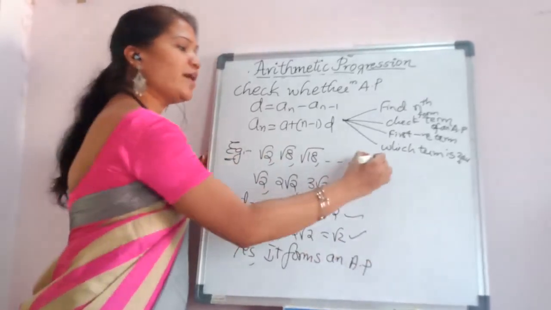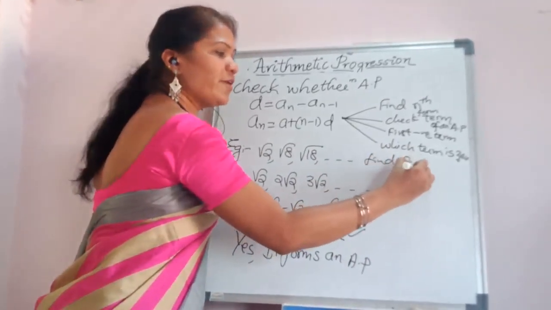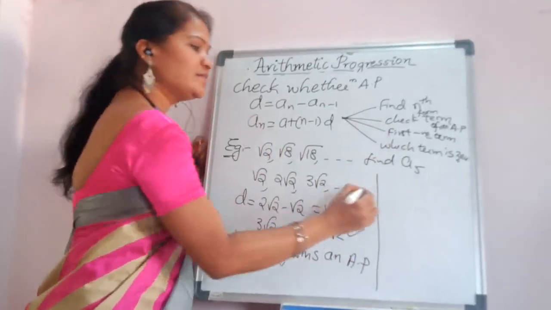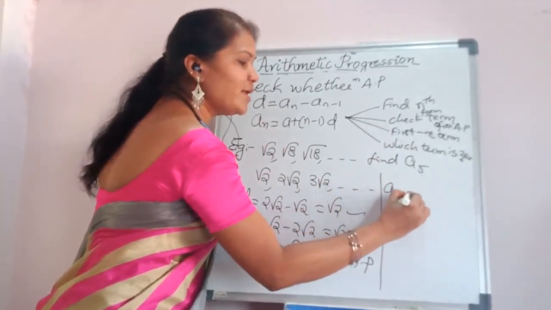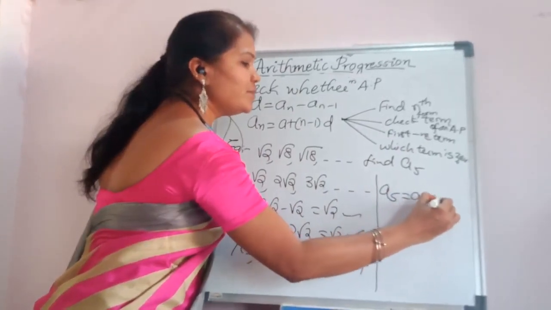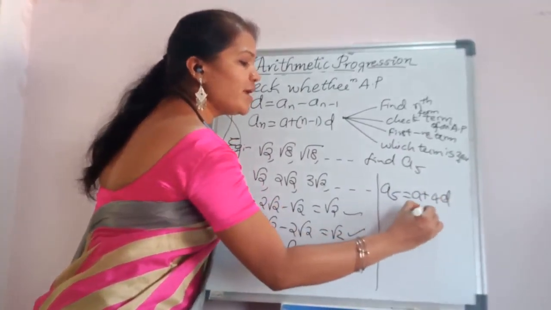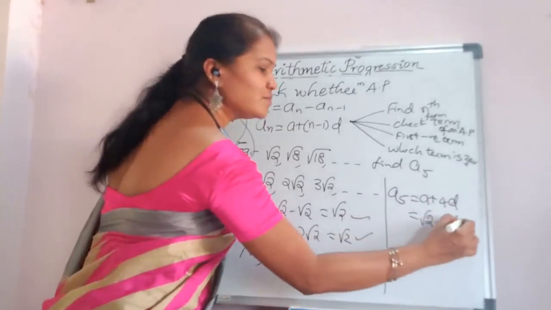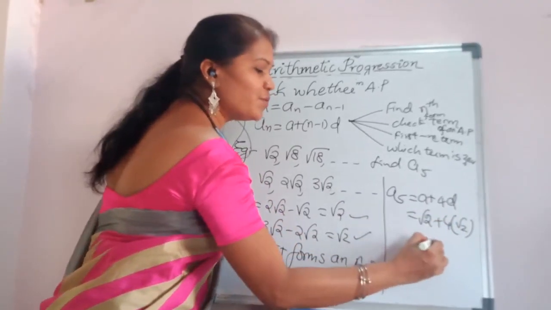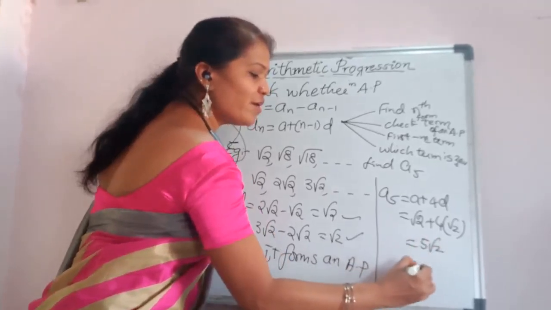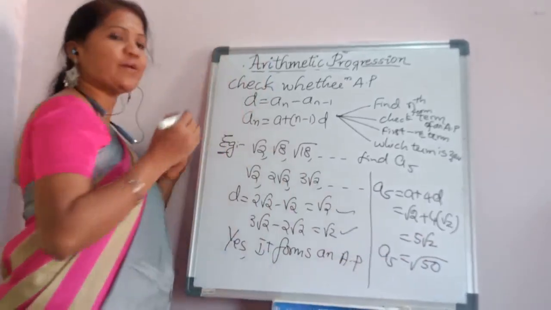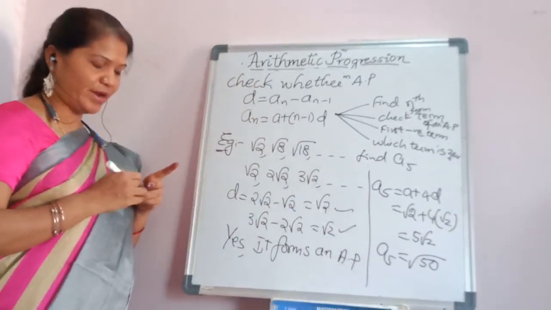Suppose they ask you to find a5. Then we have to use this formula. What is that? a5 is a plus n minus 1 into d, that means a plus 4d. What is our a? Root 2. Plus 4 into what is our d? Root 2. So 4 root 2 plus 1 root 2 is 5 root 2. So 5 root 2, which is nothing but root 50, is the fifth term of this AP. So like that we can find it.